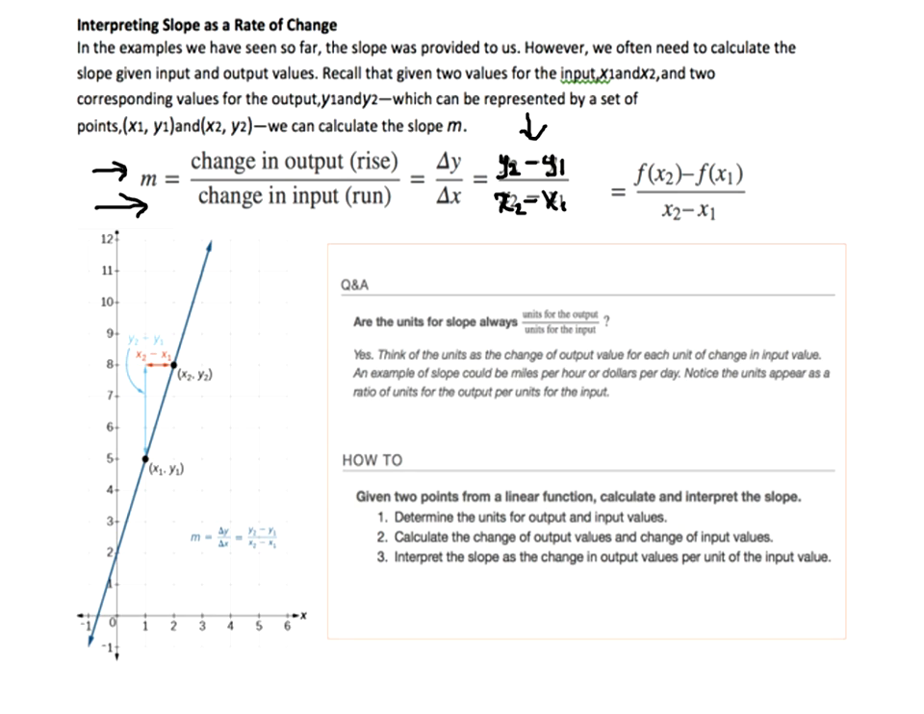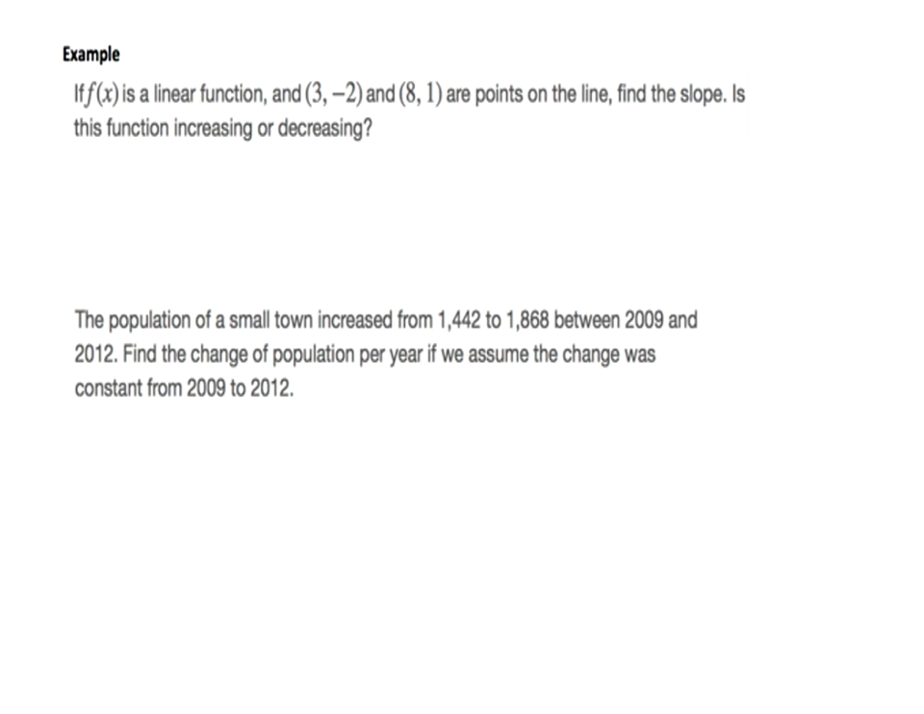Are the units for slope always, and I'm reading in the Q&A box there on the right, are the units for slope always the output over the input? Yes. Think of the units as change of output value for each unit of change of input value. Okay? How do we do this? If you are given 2 points, you name your points, point 1 and point 2, so you've got x1, y1, x2, y2. Plug them into the formula, y2 minus y1 over x2 minus x1, and that is your slope.